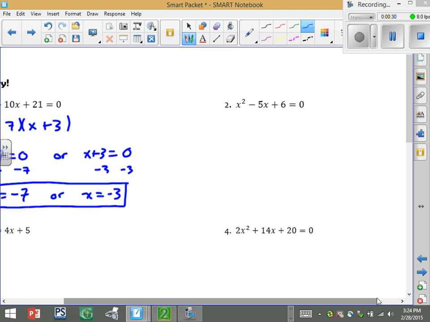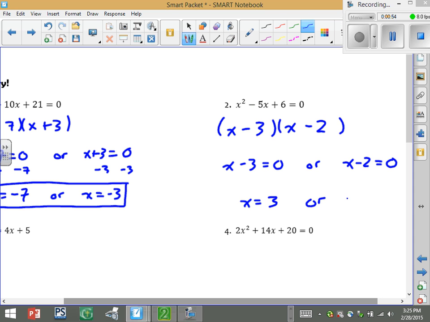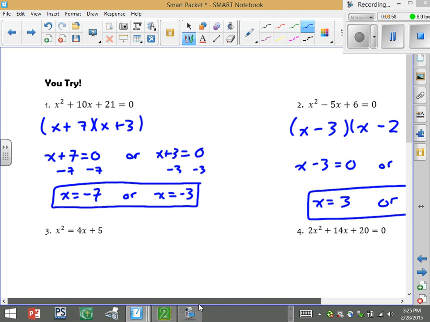For number 2, we need factors of 6 that add up to be negative 5. So I believe if we do minus 3 minus 2, that'll do the trick. Again, you're more than welcome to use the box there, and some of these I will end up using the box. So it's either x minus 3 equals 0 or x minus 2 equals 0. So here x equals 3 or x equals 2.